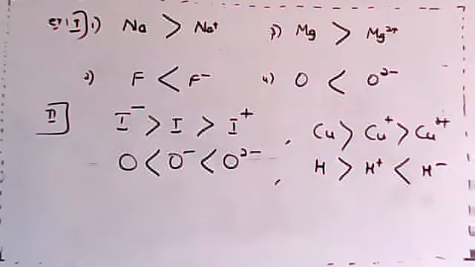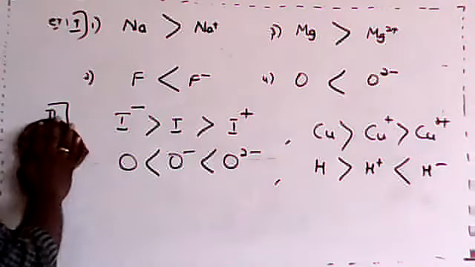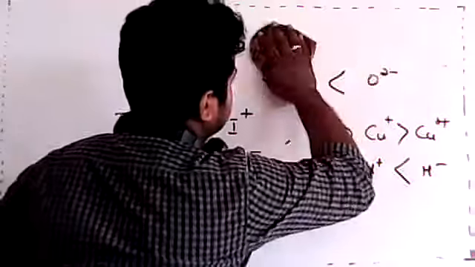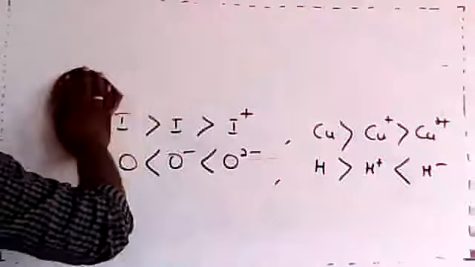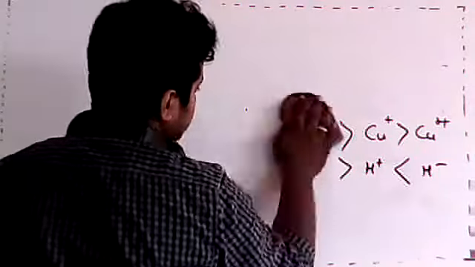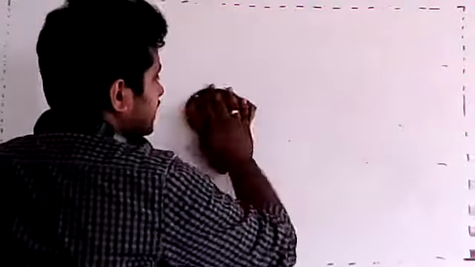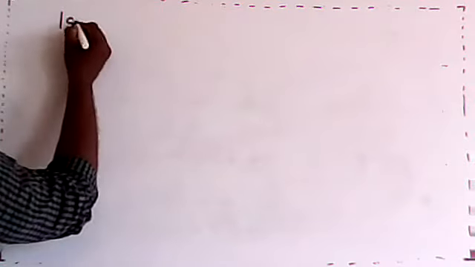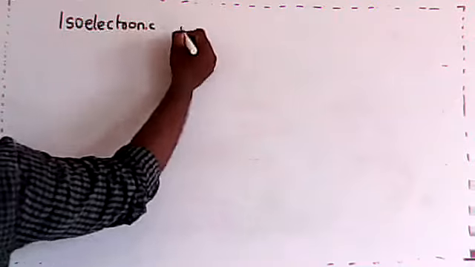Now let us compare one more type. Actually, this type of comparison is not usually asked in the boards. In competitive exams, they'll ask. In the boards, they'll ask why the cation is smaller, why the anion is larger, or comparing the size among the isoelectronic ions. Isoelectronic ions.